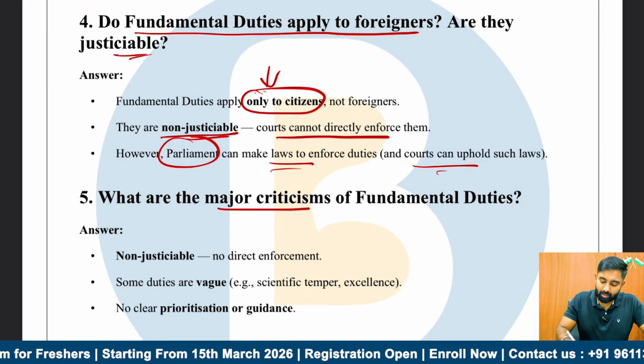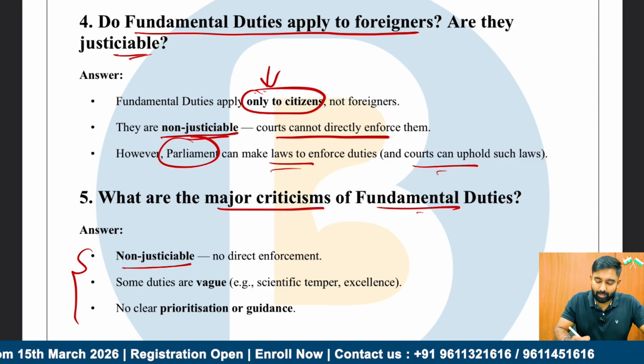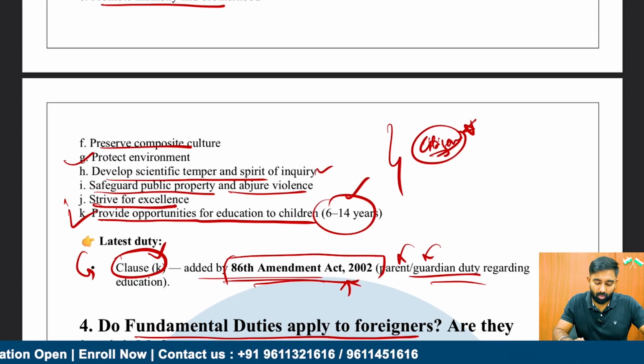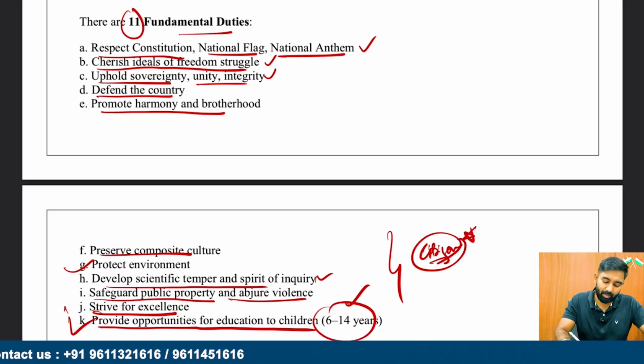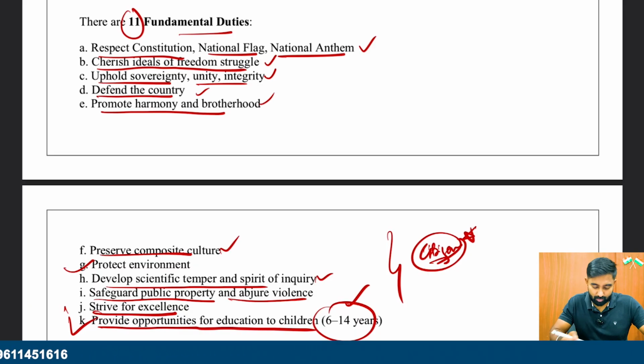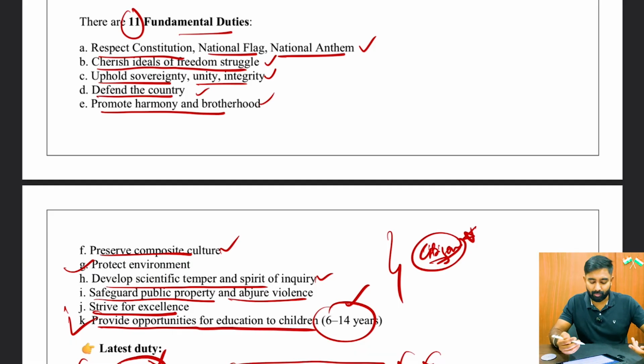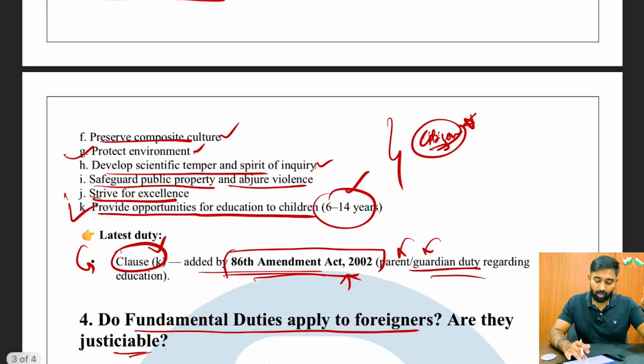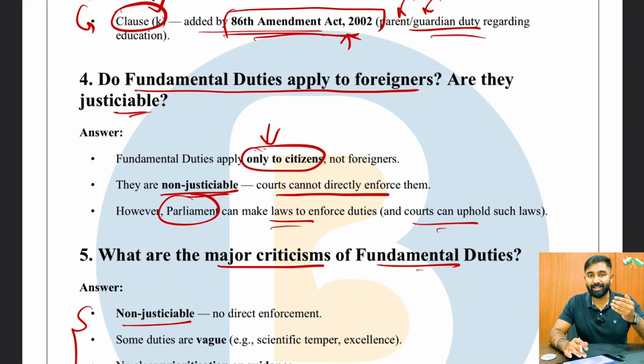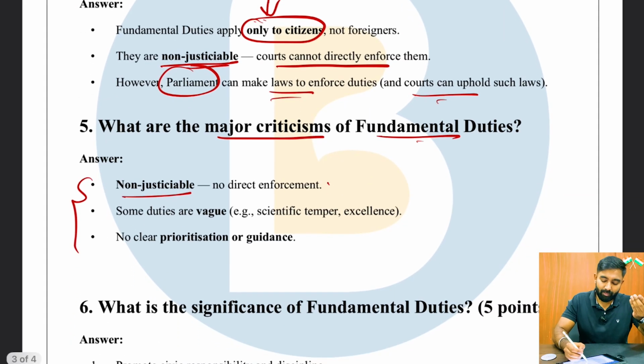Right. Fifth question: what are the major criticisms of fundamental duties? So one is, it is non-justiciable, because see, we are talking about all of these important duties which have to be followed by the citizens of India, like respecting the Constitution, national flag, even protecting the environment, right? Because if you see, these are the things for which the country is still striving, to be perfect, or if not perfect, at least to be the best compared to what it was before. But when these duties get violated, it is not even justiciable, right? So that is one of the biggest drawbacks. Means there is no direct enforcement unless Parliament makes a law on it.